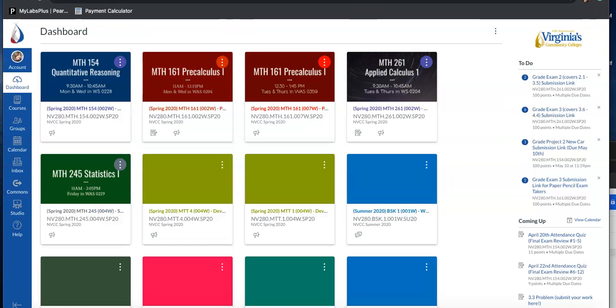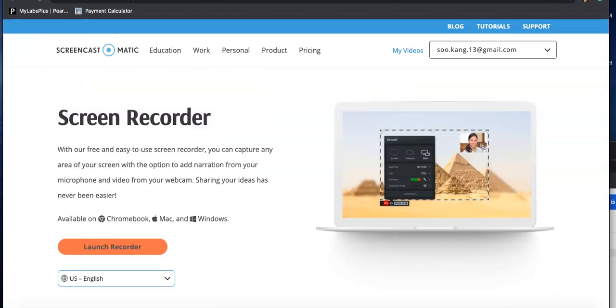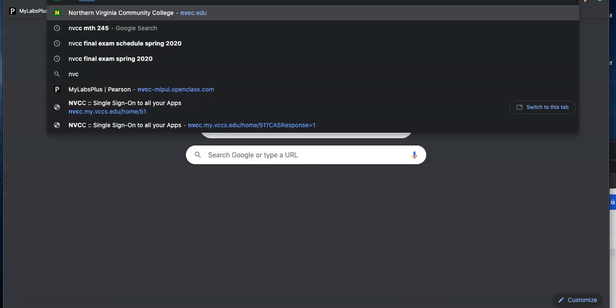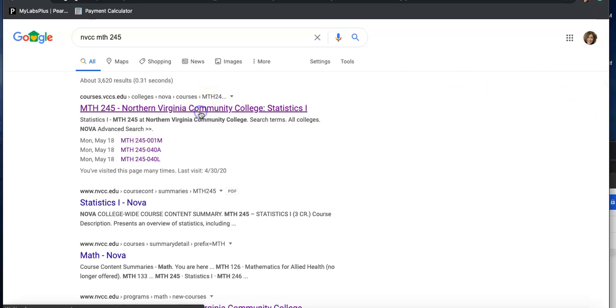What was I checking? Sorry, I have so many tabs open right now. But I was just checking MVCC Math 245.